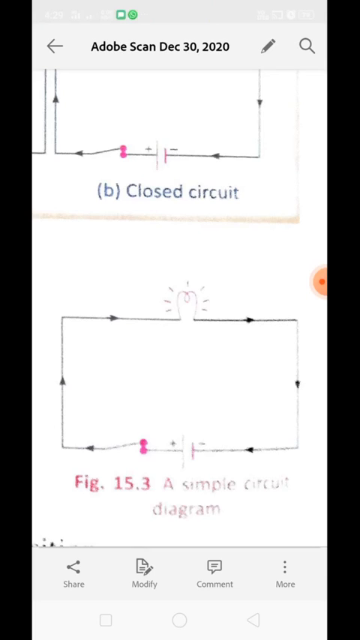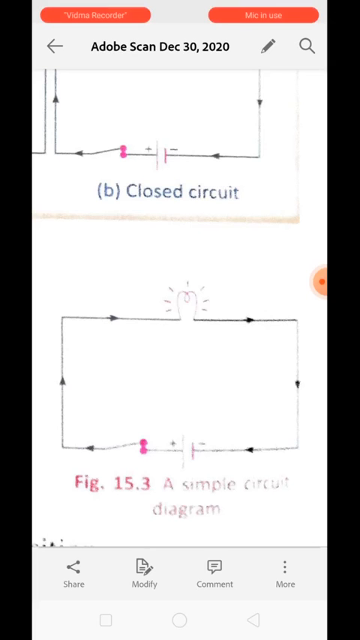Now notice whether the bulb in the diagram is glowing or not, depending upon the switch's condition. If the switch is on or closed, then the bulb will glow, and if the switch is open, the bulb can't glow because the current cannot flow through it.